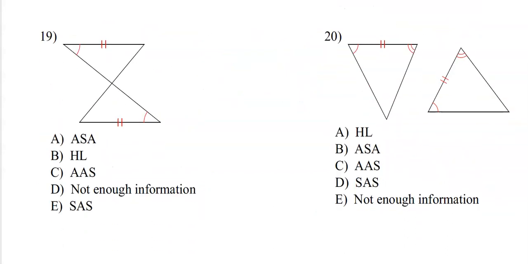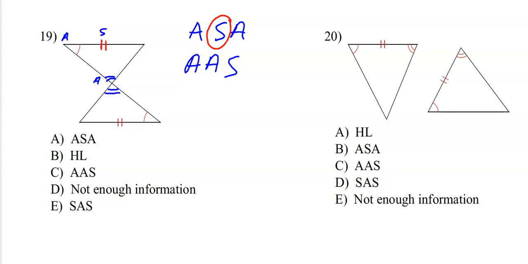Next. Number 19, so I'm always looking for that hidden stuff. I'm looking for shared sides or vertical angles. I see a vertical angle. So I have an S, I have an A, and I have an A. Now I have a decision to make. Is it ASA or is it AAS? What you're really looking for is that side trapped between the 2 angles. I don't believe it is. My side's over here. It's not trapped. It's open over there. So this one's just going to be angle, angle, side.